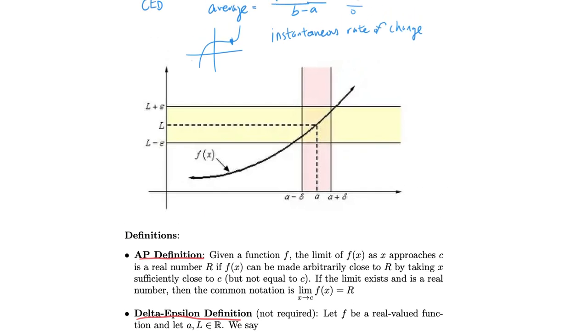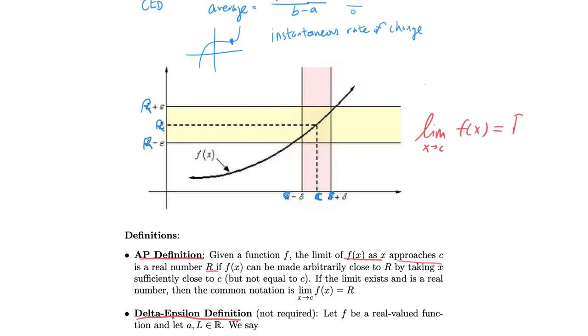Given a function f, the limit of f as x approaches c is a real number r if f of x can be made arbitrarily close to r by taking x sufficiently close to c. So let's consider this function f over here. And let's say I want to show that the limit as x approaches c of f of x is equal to r.